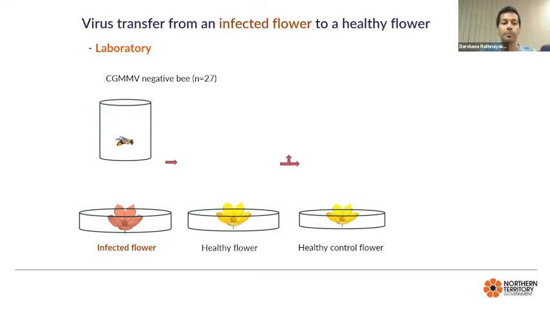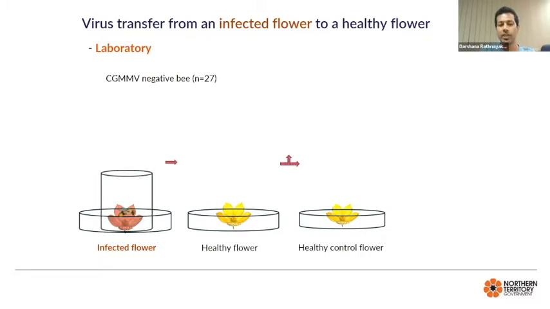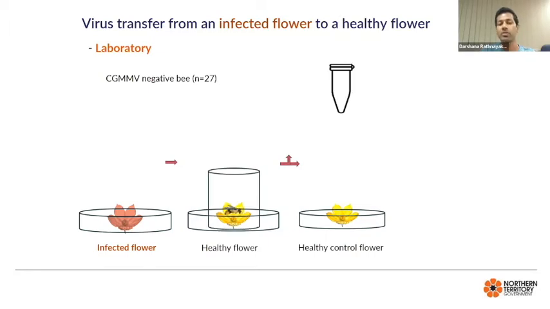In the lab, we collected bees from a healthy beehive and placed a healthy bee on an infected watermelon flower. We let the bee feed on that infected flower for some time. Once the bee finished feeding, we moved it onto a healthy watermelon flower and let it feed from the healthy flower again. Once it finished feeding, we removed the bee from the vial, and that empty vial was placed on another healthy watermelon flower as a control. We conducted a series of these steps and trials.